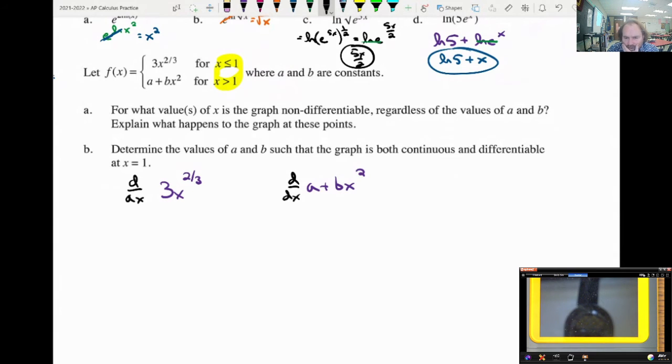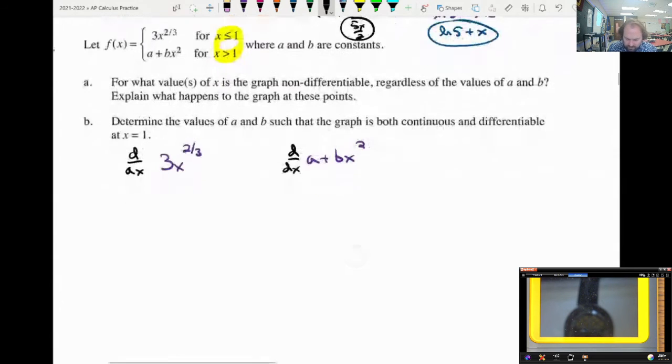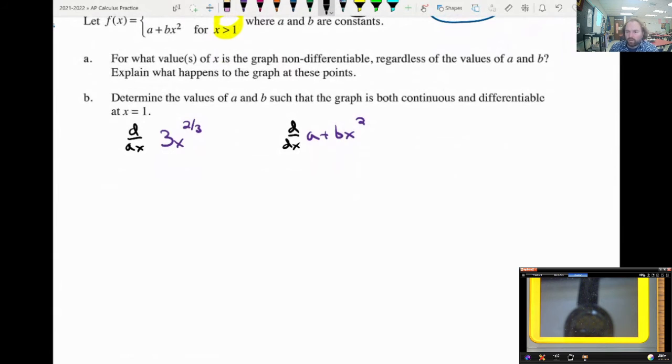We want to make sure that these derivatives are the same. In order for the graph to be differentiable, these two things have to be the same when x is 1. So we're going to take a look at the derivatives, and then we'll start thinking about what's going to happen if we were to plug in 1 for x. So for this first one, we would have 3 times 2/3 x to the negative 1/3 power. And here, since it's the derivative with respect to x, a just goes away and becomes 0. And the derivative of b times x squared would be 2bx. That's it. So a doesn't actually matter here.